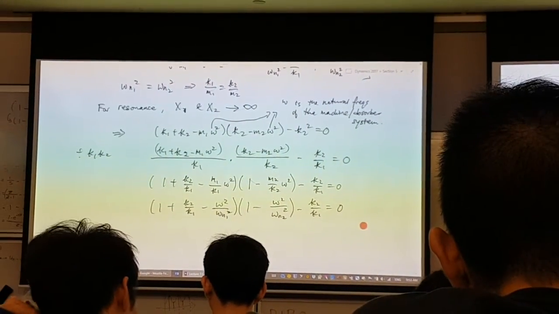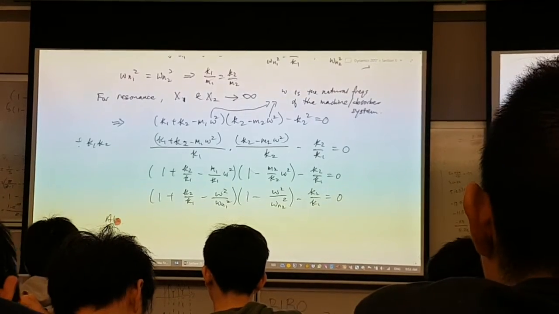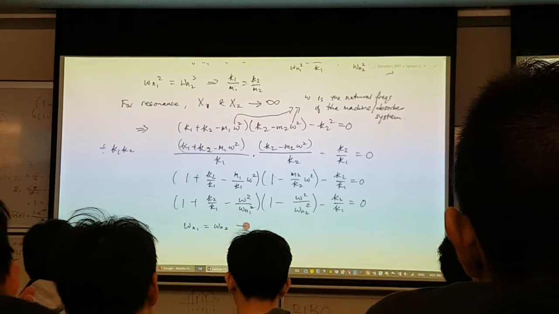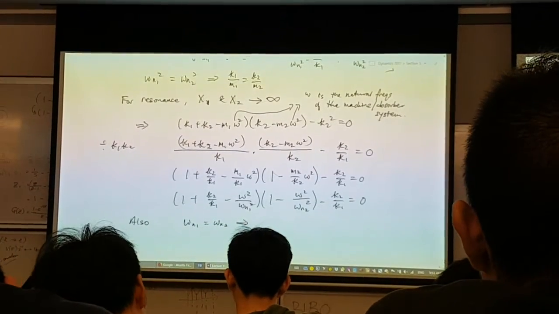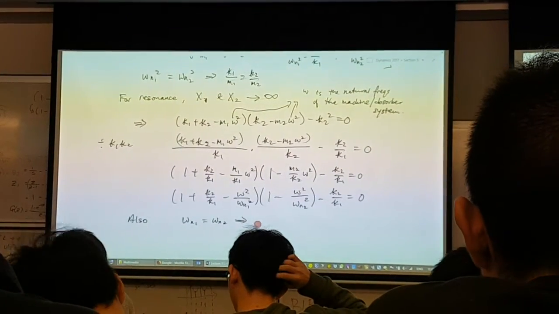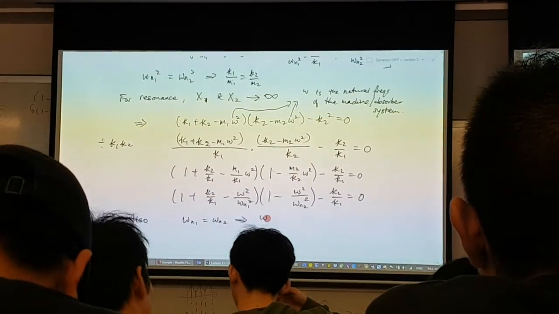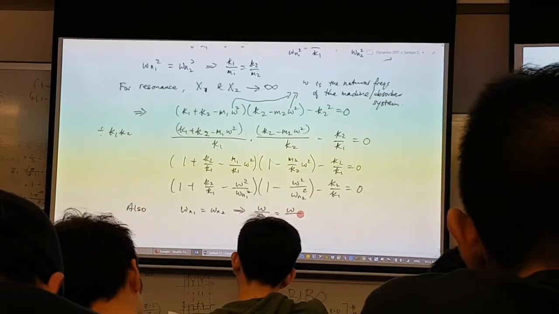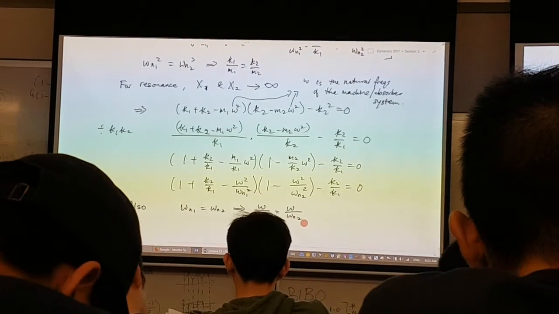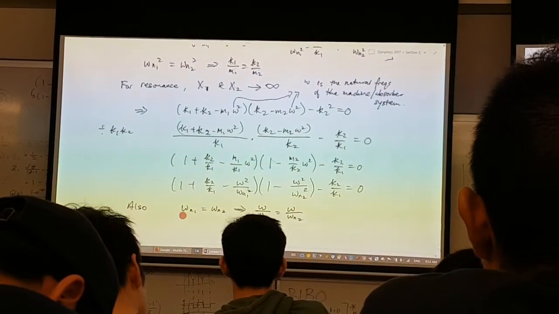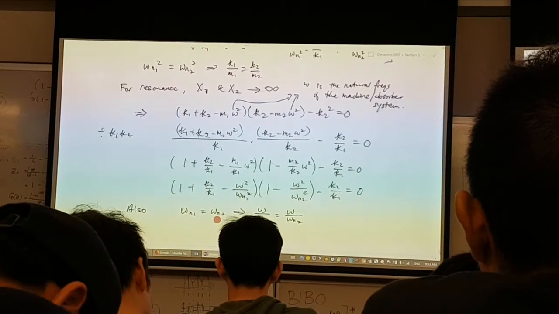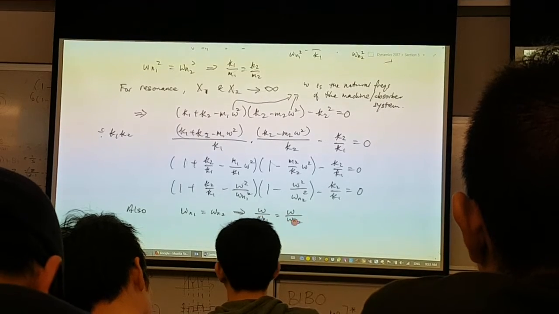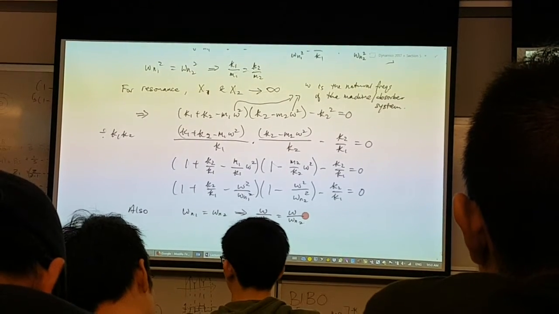So there are a few things. We also know that omega n1 equal to omega n2. This can be written as omega over omega n1 equal to omega over omega n2. It's kind of like if you divide throughout by omega and then just cross multiply, and then you get back to this expression.